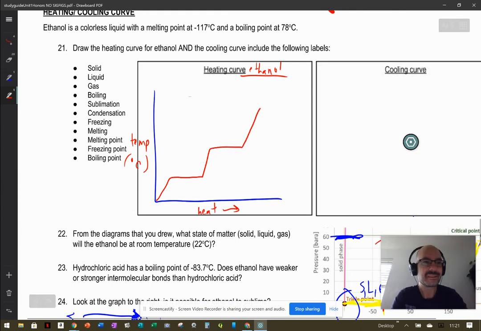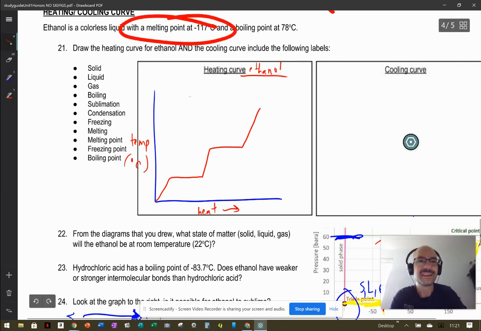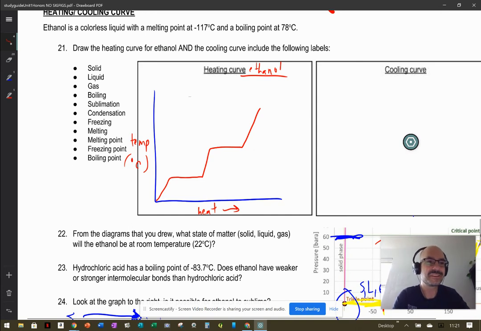Now, once you've gotten to this point, just put in your temperatures. We're told here that ethanol has a melting point of negative 117, which is the same as the freezing point. So this is going to be our freezing/melting point, which is negative 117 Celsius. We're also told that it has a boiling point, where it turns into a gas, of 78 Celsius. So right here, I would put 78.